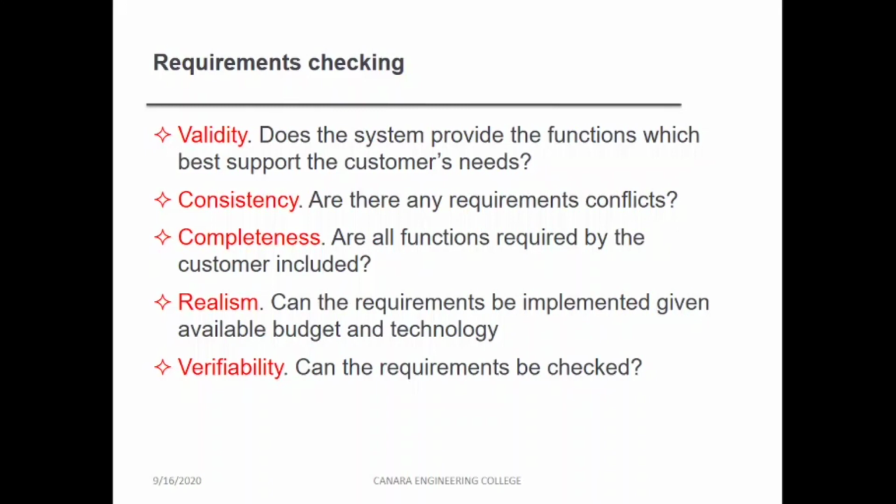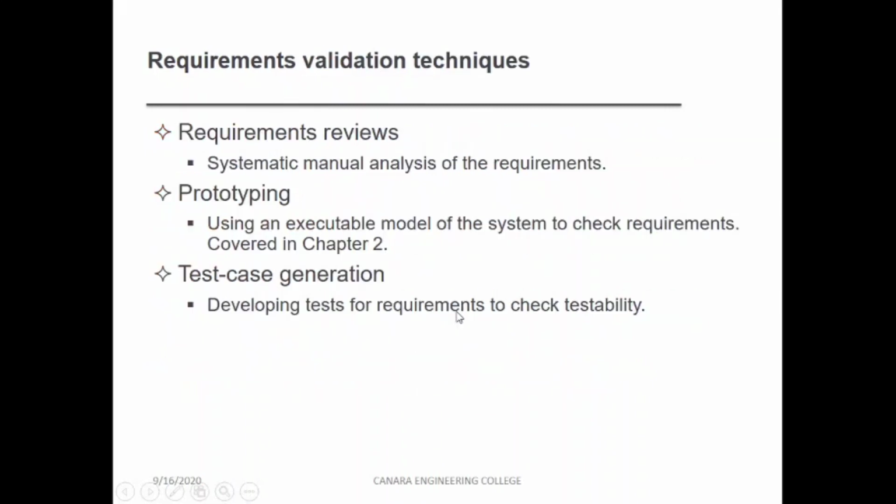Realism check: can the requirements be implemented given the available budget and technology? The budget given by the customer, as well as the technology, being really met by the software engineer is checked in the realism check. Verifiability: the whole system is once again checked and delivered to the next team. So these are the different types of requirement checks: validity check, consistency check, completeness check, realism check, and verifiability check.